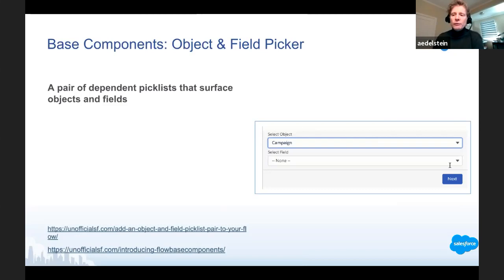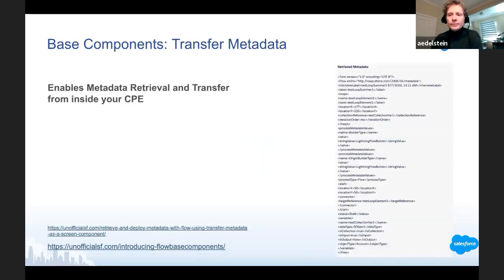Object and field picker is a component we found ourselves using multiple times, so we made it a base component like this. This is a simple sort of dependent picklist pair, and you simply get a chance to pick an object. It will automatically fetch the objects that are available to this running user, their permissions in this org. It will show those objects. You can optionally add a field picker that's based on the object that was selected. And it will spit out the selected object and field name. So you don't have to figure all of that out yourselves.